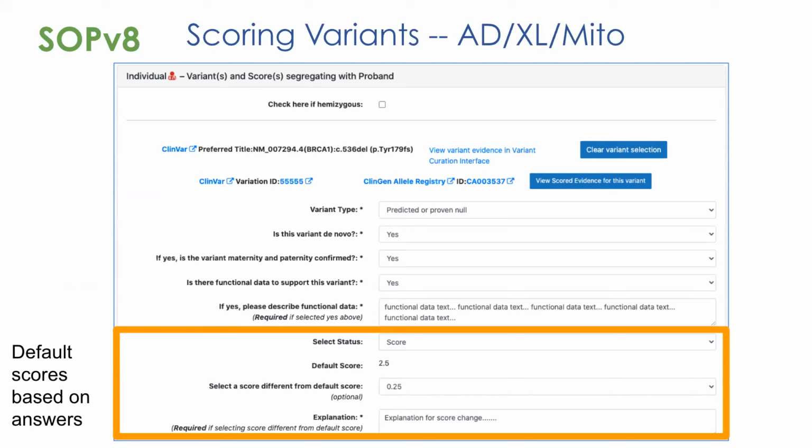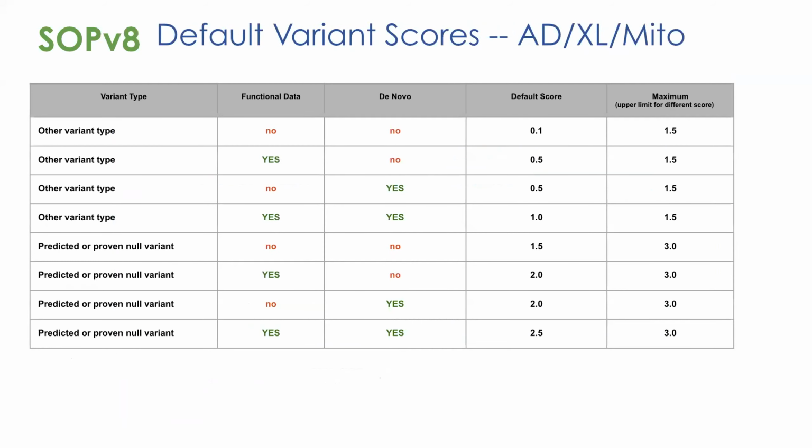If you choose to score the variant, then based on your answers to those required questions for that one variant, the GCI will automatically fill in a default score for that variant. Again, if you choose to, you can override the default score, but if you do, you're required to provide a reason. The calculations for the default scores can be found in the SOP, but here they all are listed in one table.